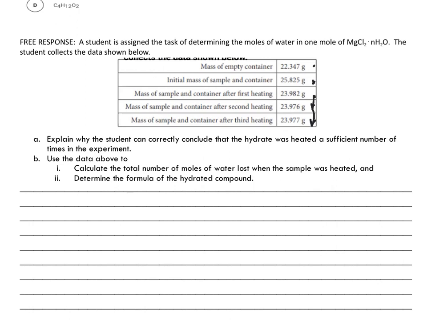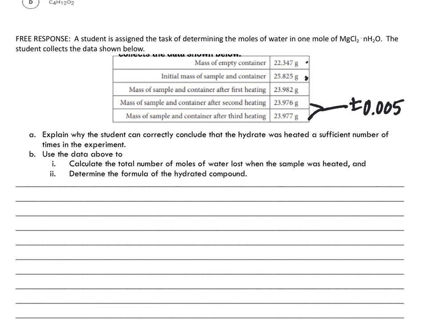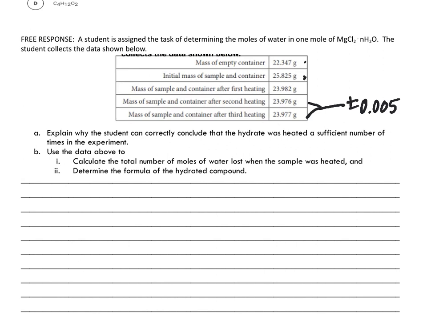Okay, and so here, these last two, we're going to notice that we have within plus or minus 0.005, which would be our allowable error. We're going to make sure that we're within that amount, and we know that it's relatively steady. Okay, that we've gotten rid of all the water we can, but we haven't started decomposing it yet.